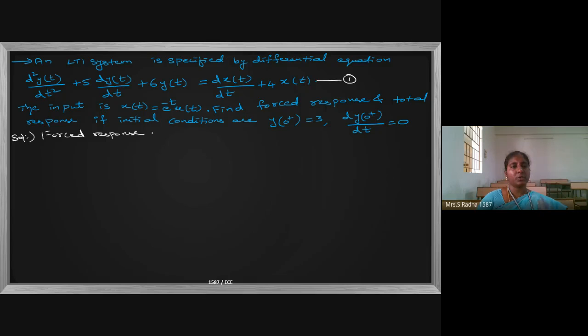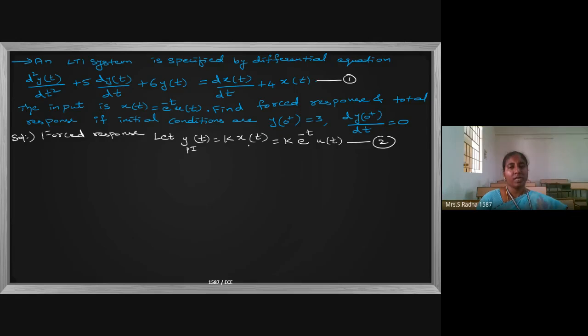In forced response, we have to make the assumption that the output is nothing but the particular integral. We will calculate the particular integral. Output is nothing but k times input. The input is already given in the question: e power minus t u of t.